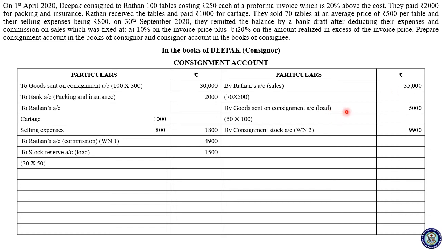Here you can write loading on goods consigned. So the closing stock is 30 units, that is 30 tables. The loading is 50, so 30 into 50. So the difference is transferred to P&L account. Now do the total of the consignment account and find the P&L balance. That is the balancing figure.